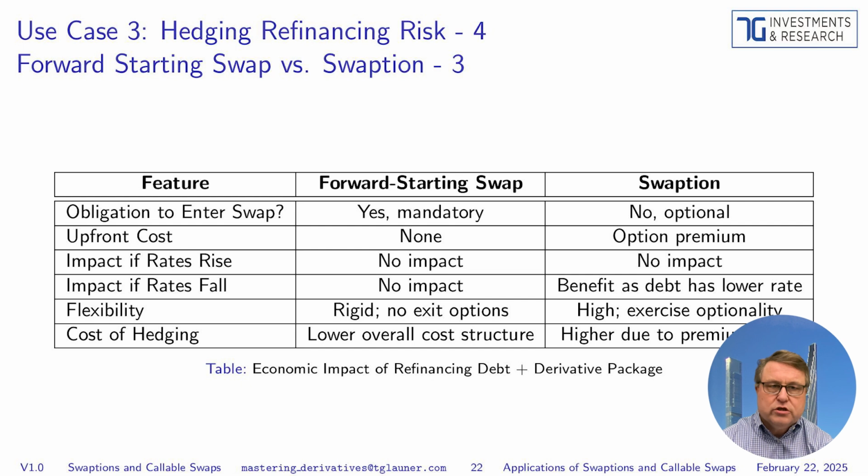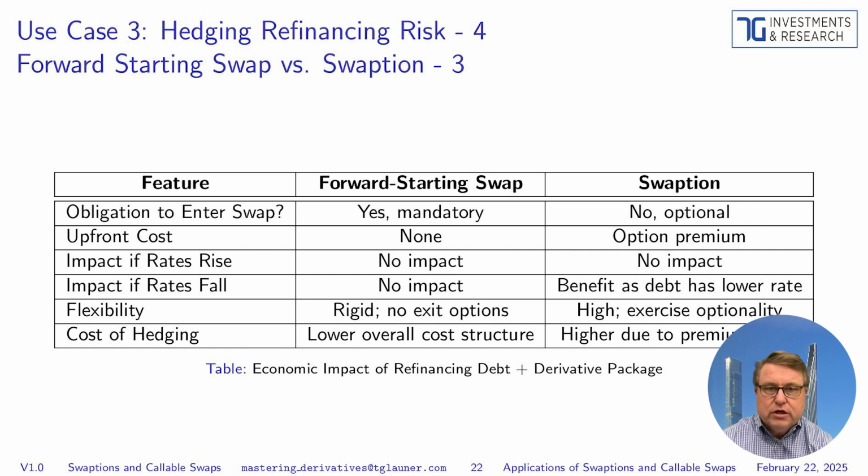In terms of upfront cost, a forward-starting swap has no initial payment, whereas a swaption requires an option premium upfront, reflecting the cost of flexibility. If interest rates rise, both hedges effectively neutralize the impact. The swap locks in a predetermined rate, protecting against higher borrowing costs. However, if rates fall, a forward-starting swap offers no financial benefit as the company is locked into the agreed fixed rate. In contrast, a swaption provides a clear advantage. It simply expires, allowing the company to refinance at the lower market rate.